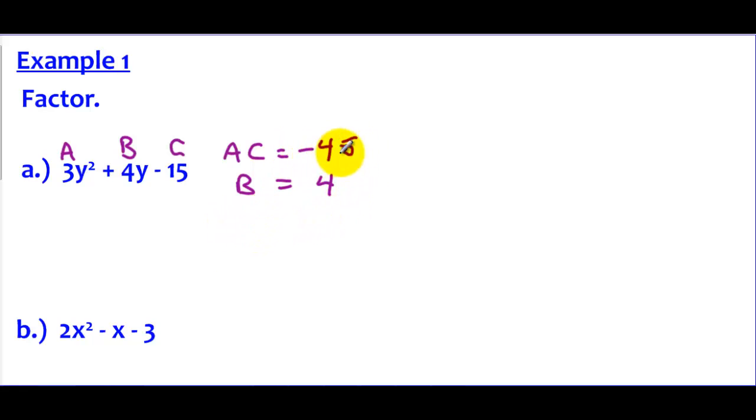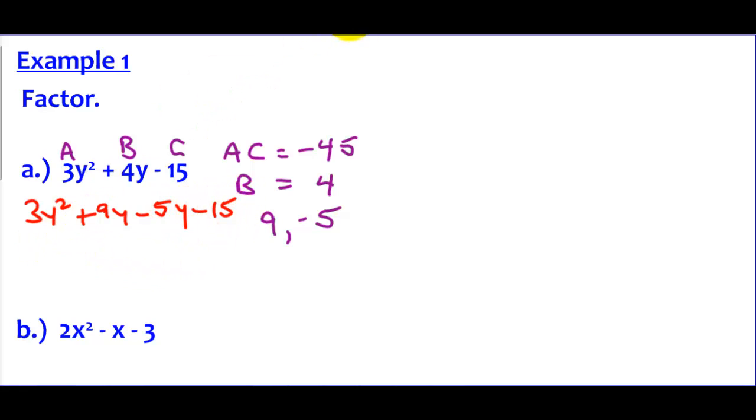And if you go through the process of looking at factors of 45, you're going to find out that if I use 9 and I use negative 5, 9 times negative 5 gives me this number. 9 plus negative 5 gives me the 4, the b value. So I'm going to split 4 up into 9 plus negative 5. Alright, so I'm going to say that this turns into 3y squared plus 9y minus 5y minus 15.